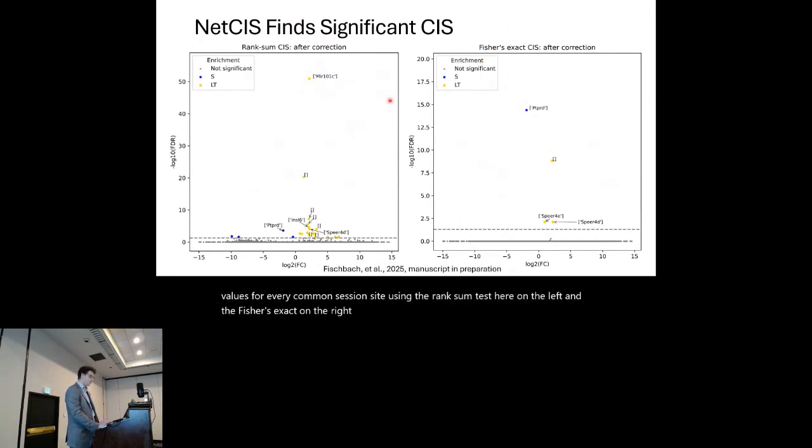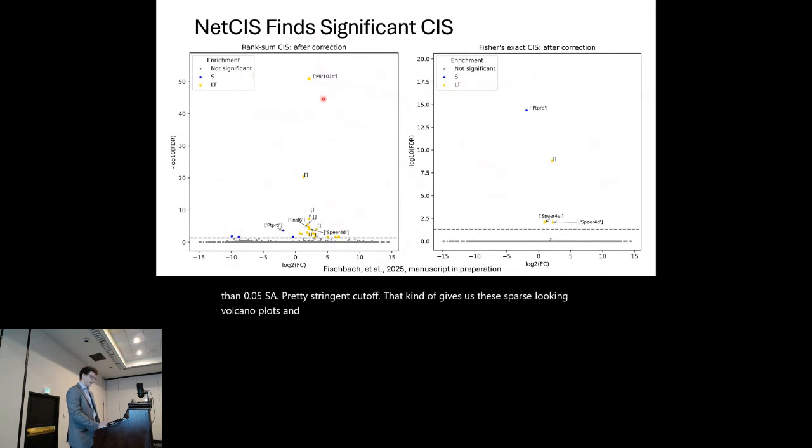Those that have a higher read count in the spleen are colored in blue, and those with a higher read count in the left tumor are colored in yellow. Any common insertion site above the gray dotted line has an FDR less than 0.05, so it's a pretty stringent cutoff that gives us these sparse looking volcano plots.